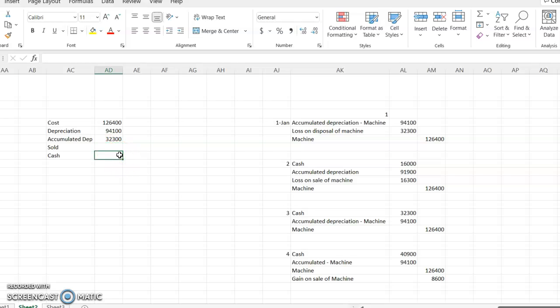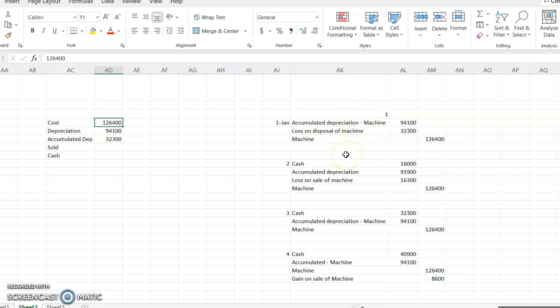So if we leave those blank, the first question here, they wanted to know the machine needed extensive repairs and was not worth repairing. If that's the case, we have to debit the accumulated depreciation, machine, for the depreciation of $94,100. There's a loss of $32,300. So we also debit the loss on disposal of the machine for $32,300, and then we credit the machine, the cost of the machine, for the actual cost, which was $126,400. So that's how you do part 1, and we'll enter those in a second. I'm just going to go through part 2 with you now.